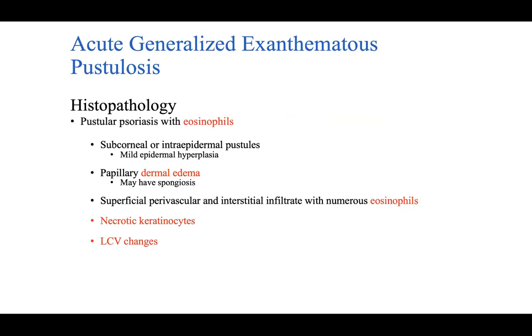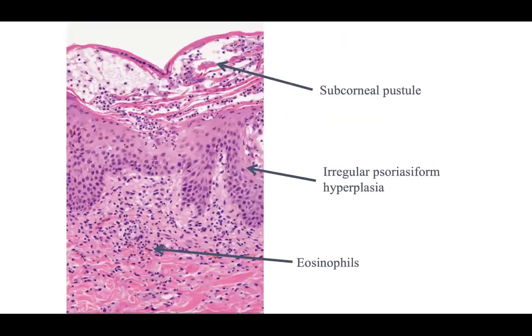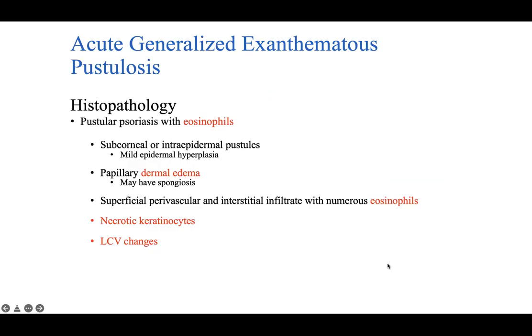So here you see AGEP on histopathology. You'll find a subcorneal pustule. Again, looks very similar to pustular psoriasis. Irregular psoriasiform hyperplasia, again, that can look very similar. But the key is that you're going to see some eosinophils too. And you got to know the clinical. So if you see a lot of eosinophils and the clinical fits, then it's probably AGEP. So just to summarize on histopathology, the pustular psoriasis with eosinophils, that equals AGEP.